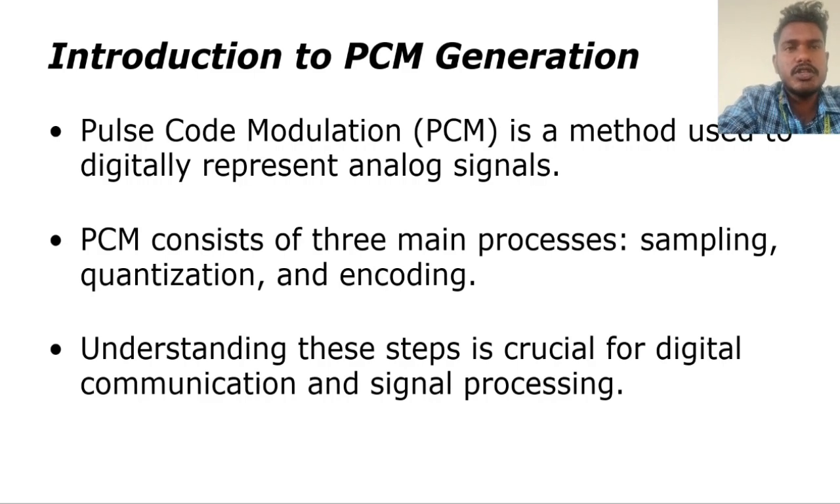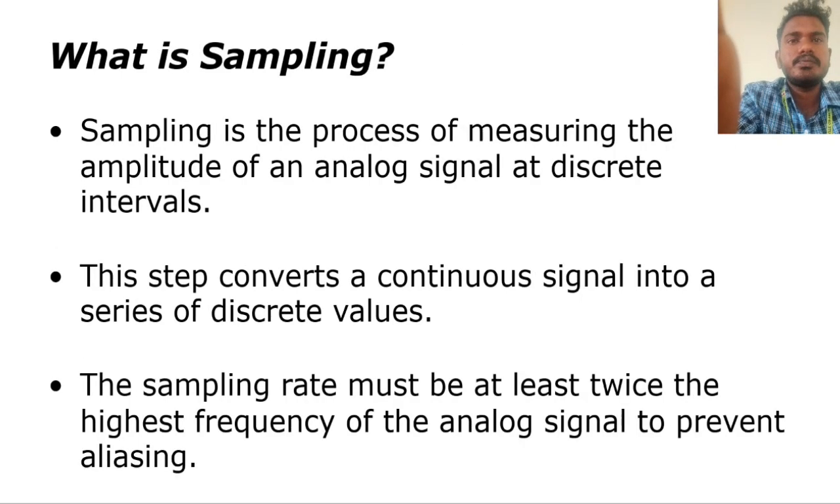PCM refers to pulse code modulation. Pulse code modulation is a method used for the digitalized representation of analog signals. PCM consists of three main processes called sampling, quantization and encoding. Understanding these steps is crucial for digital communication and signal processing.